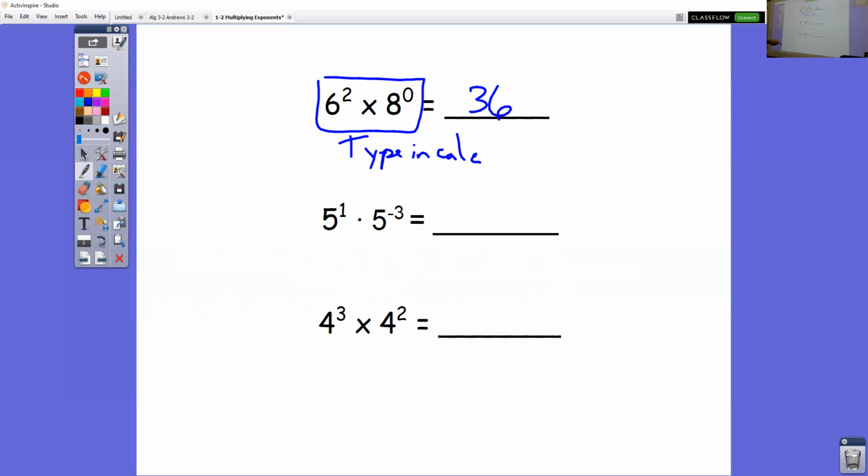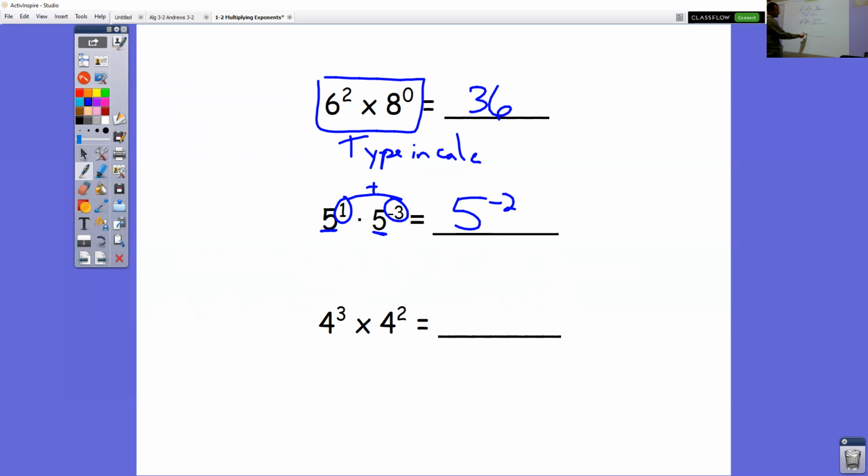5 to the first times 5 to the negative third. The 5s are the same base. So the rule is, if we're multiplying and they have the same base, we're going to keep the base the same. So we're keeping that 5 the same. And we're going to add the exponents. 1 plus negative 3 is negative 2.